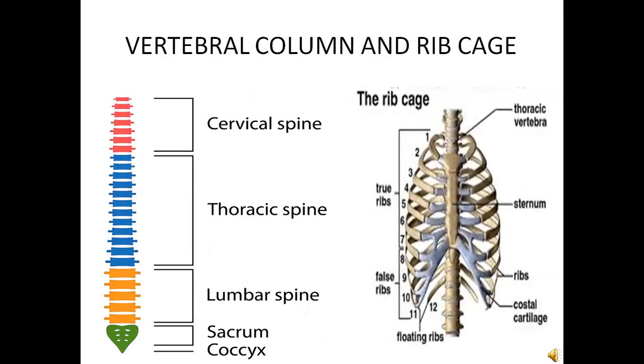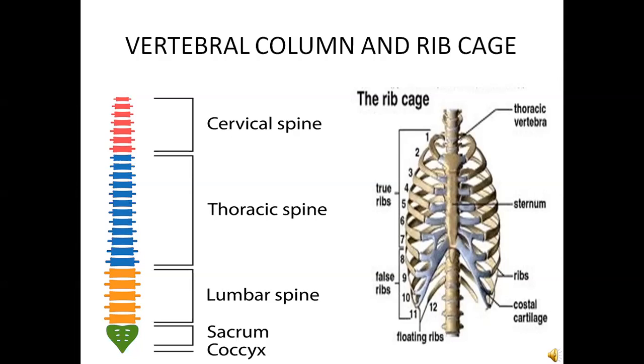Next, vertebral column and rib cage. The vertebral column extends from the base of the skull. It protects the spinal cord. It is formed by a number of serially arranged small bones called vertebrae, singular vertebra. And the rib cage is made up of 12 pairs of curved flat rib bones. It protects the delicate vital organs such as the heart and lungs.